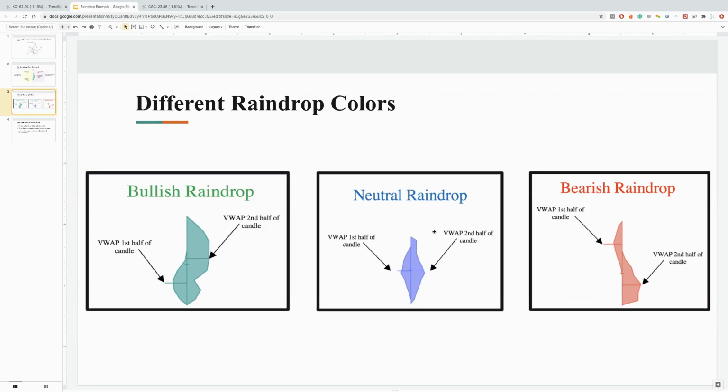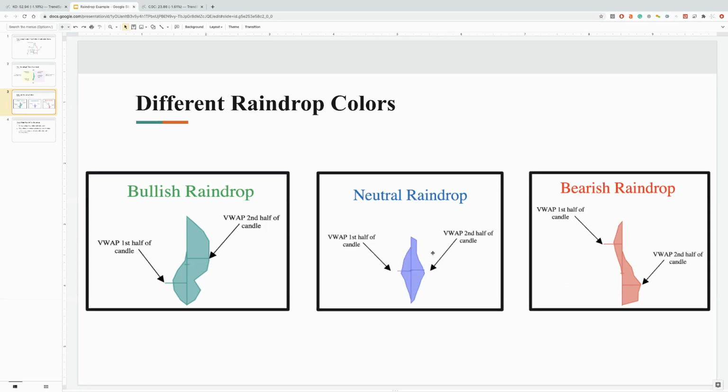Neutral raindrop is essentially a volume-based doji. If you're familiar with a doji candle, your open and close are equal. In this case, your volume weighted average price for the first and the second half of the day are equal. And so this is where you get the blue, purple, whatever color that is to you. We're still trying to figure out what exactly color that is. But this is what we call a neutral raindrop.